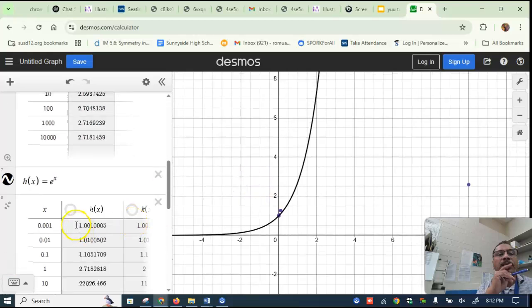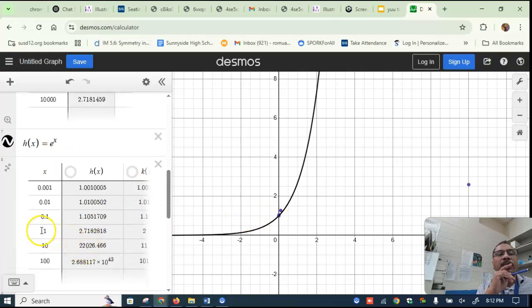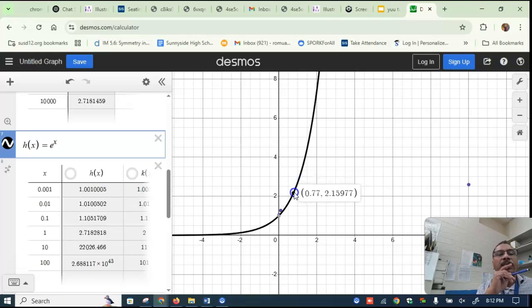So e raised to x, for small values: when x is 1, you get 2.7182. The smaller the x, the more closer, with a tiny positive value, the answer is almost like 1. So this graph approaches 1. See, this is almost 1 here. Of course, when x is 0, it is 1.